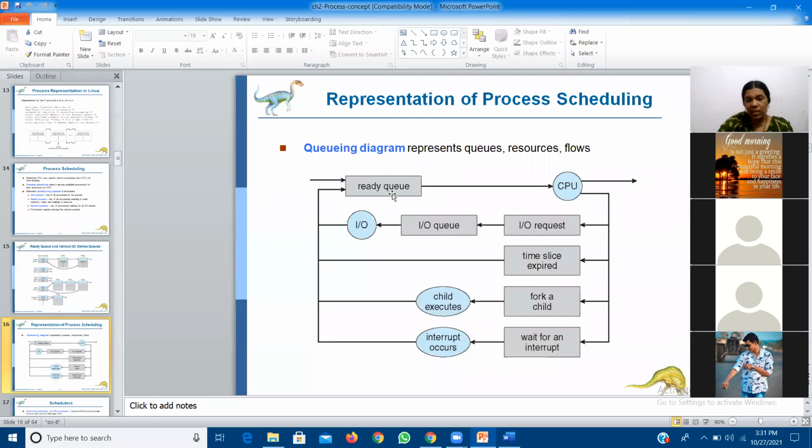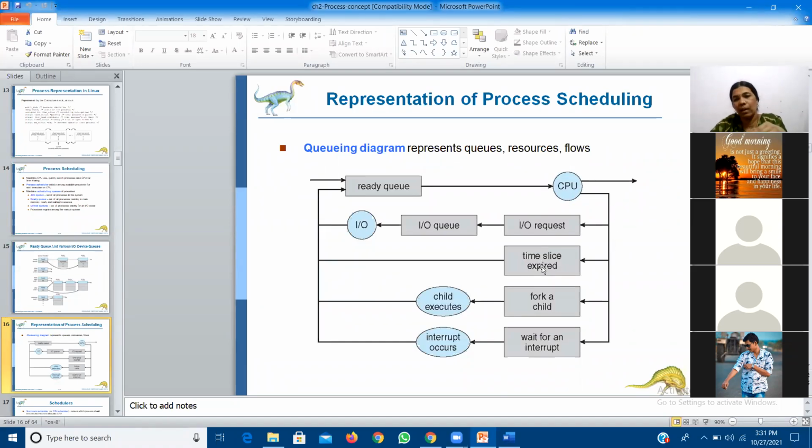In the ready queue there can be more than one process. For example, if there are 10 processes, one of them goes to the CPU, because at a time on this processor only one process will be under execution. So that's why from the ready queue one process will be going to the CPU. From the CPU it goes for termination, or that process may request for IO or its time slice may expire.